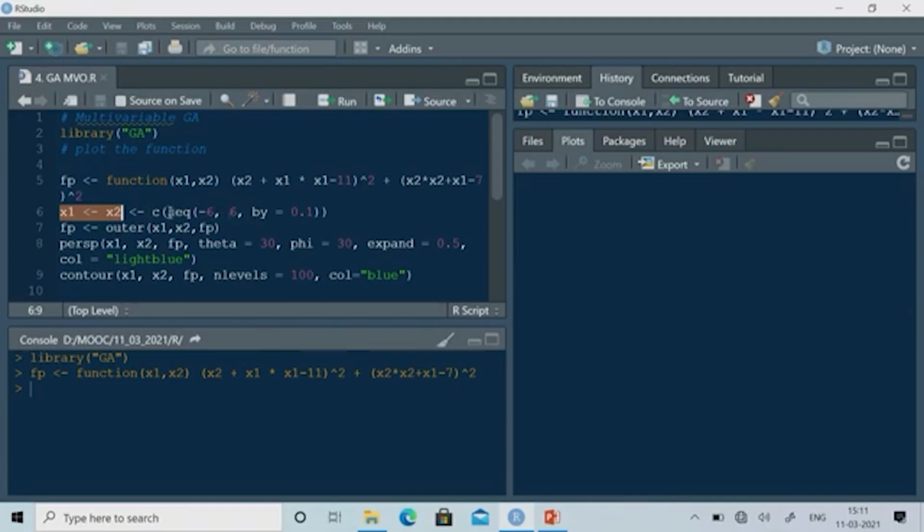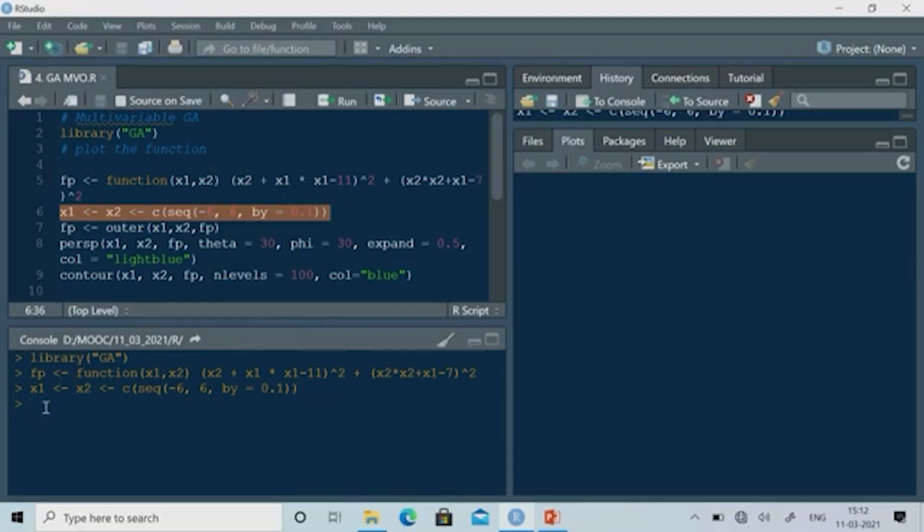I can use the sequence, seq, function. This is minus 6 to plus 6, and the points will be created at an interval of 0.1. This is true for both cases, that means x1 is varying between minus 6 and plus 6, and similarly x2 is also varying between minus 6 and plus 6. Let us execute this particular line. So, this has been executed.